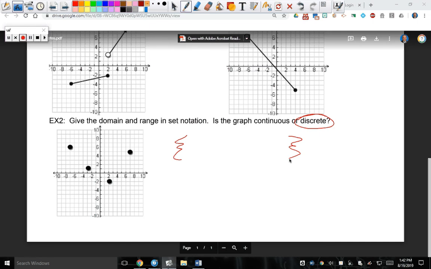So Jack, what would I list out for the domain? -7, just the x values. Alright, then -3, 2, and 7. Perfect. Okay? So now we're going to go to range. Remember, domain is x, range is y. Shalyn, what would it be for the range?